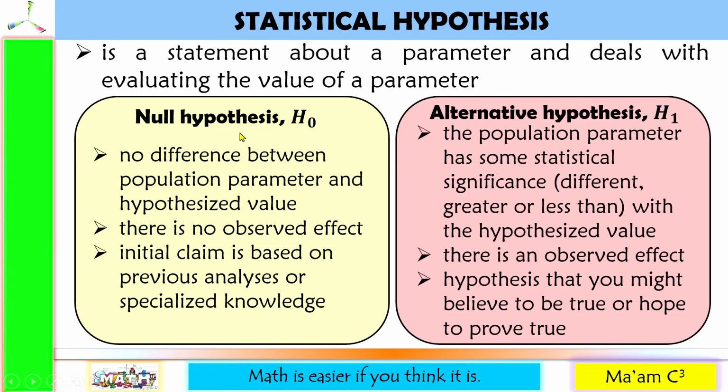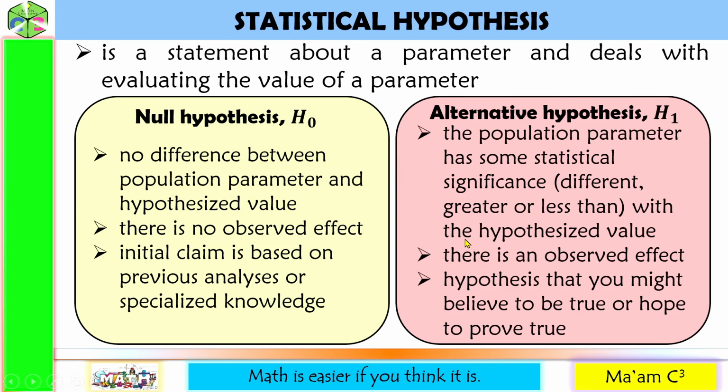For the null hypothesis, denoted by H sub 0, the claim is that there is no difference between the population parameter and the hypothesized value. There is no observed effect. And this one is important. The initial claim is based on previous analysis or specialized knowledge.